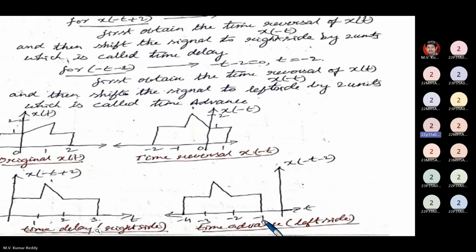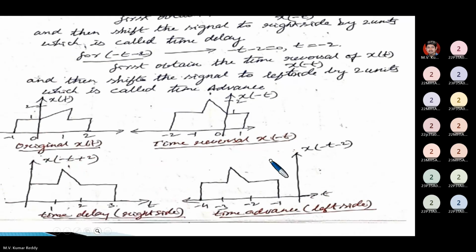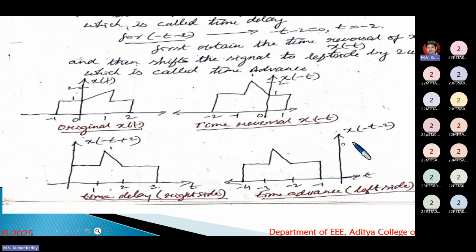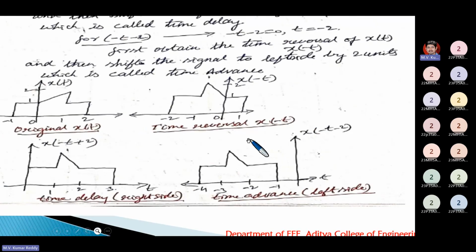This is how you have to write it in the exam. If it is shifted to the left side, this is called time advance. If it is shifted to the right side, this is called time delay. Right side means time delay, left side means time advance. Left side A and right side D: A means advance, D means delay.